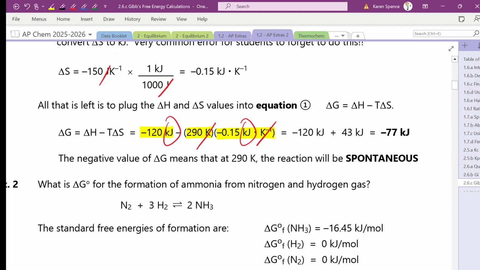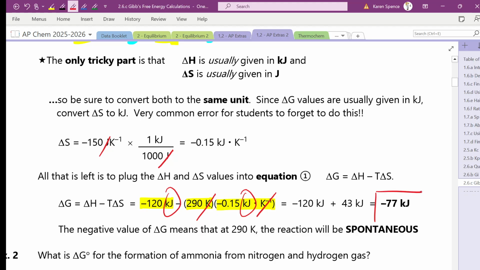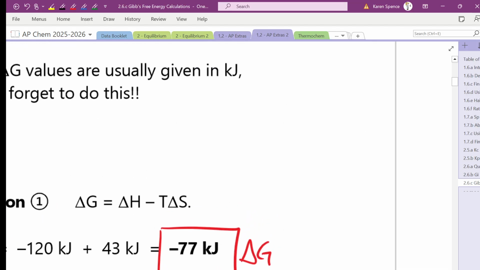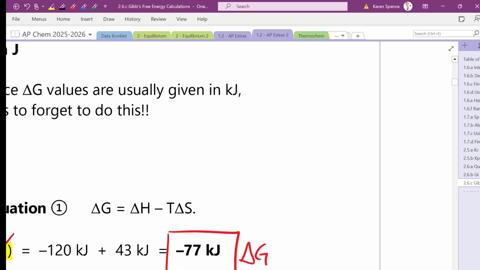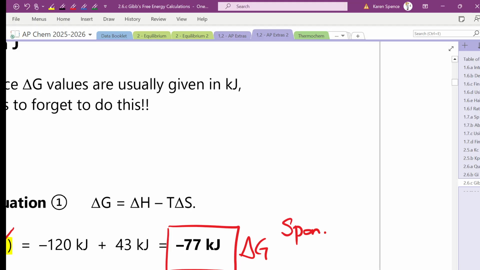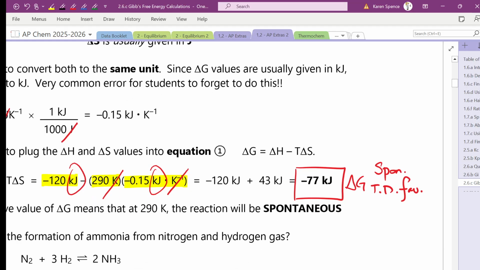All right. Now we are told that this is negative 77 kilojoules. That is our delta G. What does that tell us about this reaction? It doesn't necessarily tell us it's exothermic. Delta H negative would tell us it's exothermic. Delta G tells us it is spontaneous. And in AP language, it tells us that it is thermodynamically favorable. Yes. Okay, excellent.